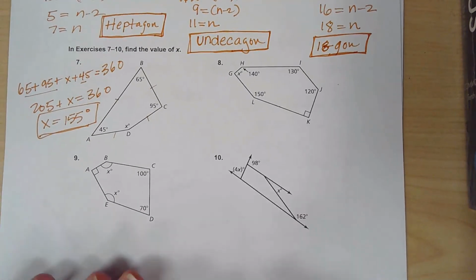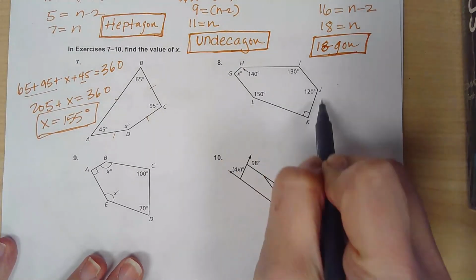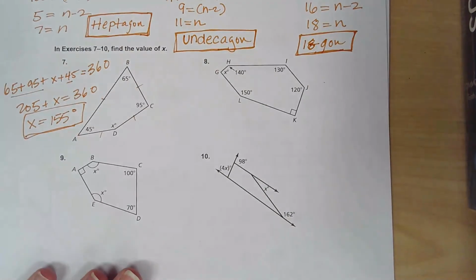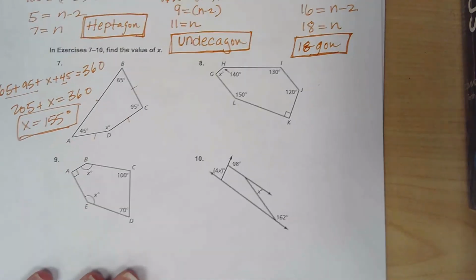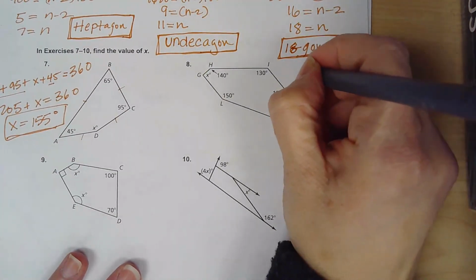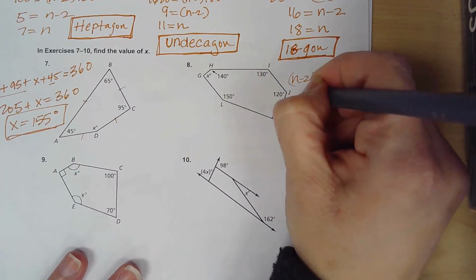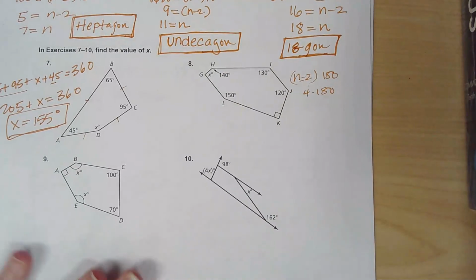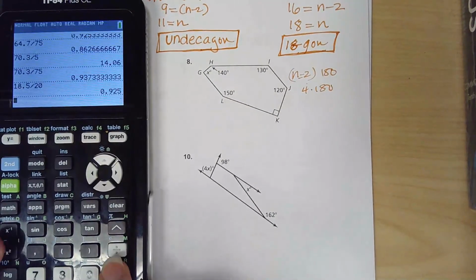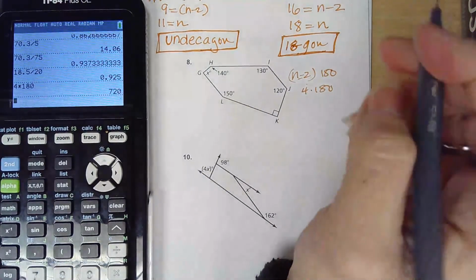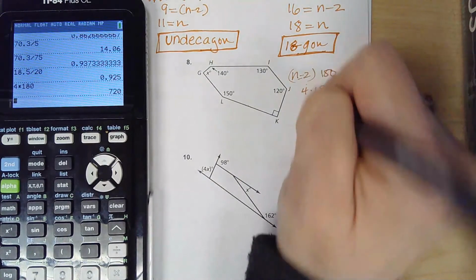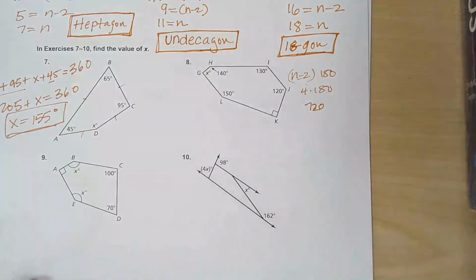Okay, let's see how you did on number 8. So this is a 1, 2, 3, 4, 5, 6-sided figure. So in a 6-sided figure, the sum of the interior angles would be n minus 2 times 180. Or in other words, 4 times 180. So if we grab our calculator, 4 times 180 is 720 degrees. So what I know now is that all of these angles have to add up to 720 degrees.